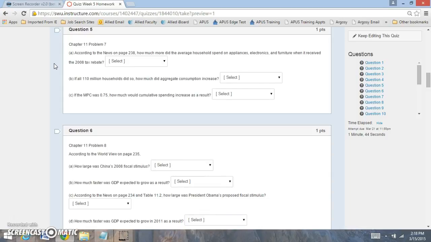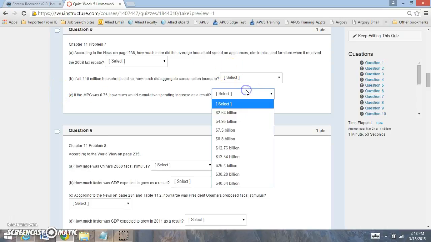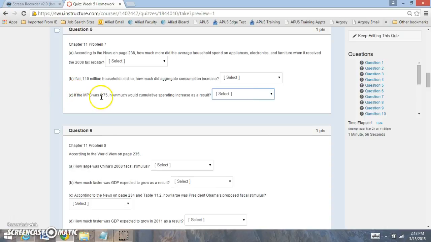Question 5 is going to be dealing with page 238, and you're going to be looking at the role of the multiplier. So I'm going to show you a question that you might have challenges with. And this is right here. If the MPC was 0.75, how much did spending increase as a result? So how much spending occurred, you multiply that by the multiplier. The multiplier is 1 over MPS, which is 1 over 0.25, which is 4. So whatever amount that was spent, multiply it by 4.